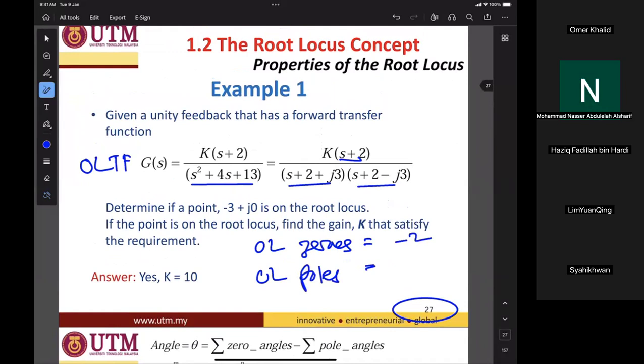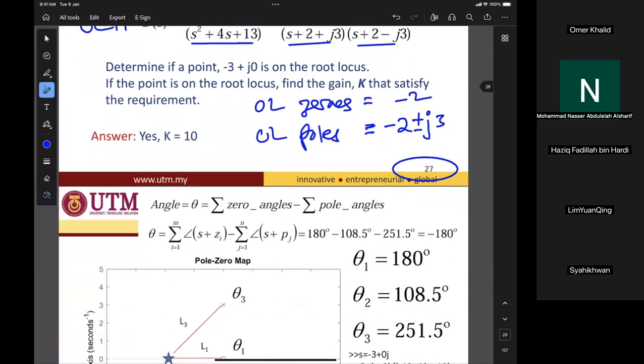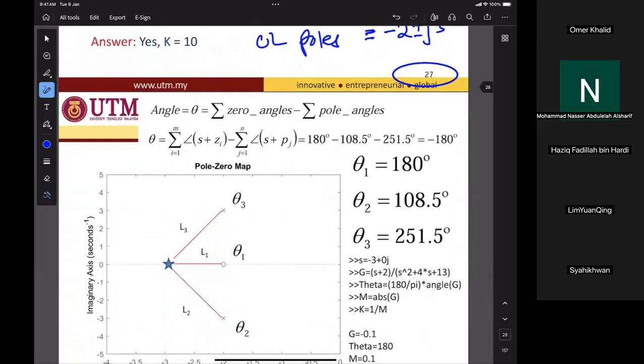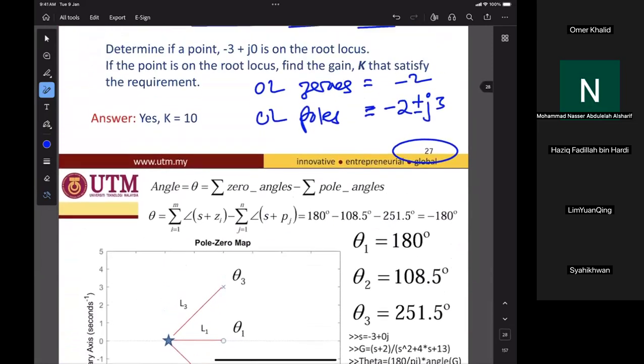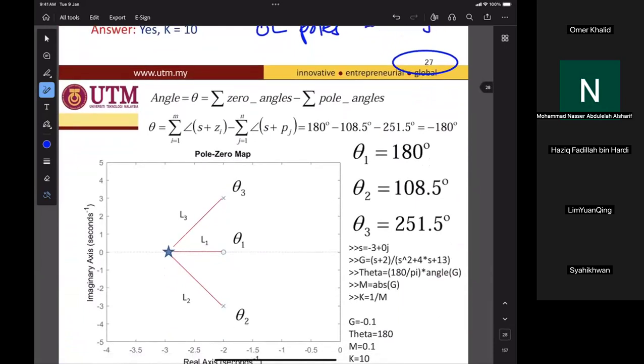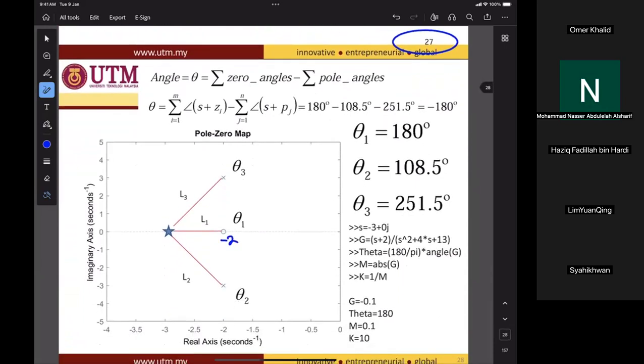Open loop poles, please. -2 plus minus j3. Okay, so we plot it. Here, this is the point -2, the zero. This one is -2 plus j3.